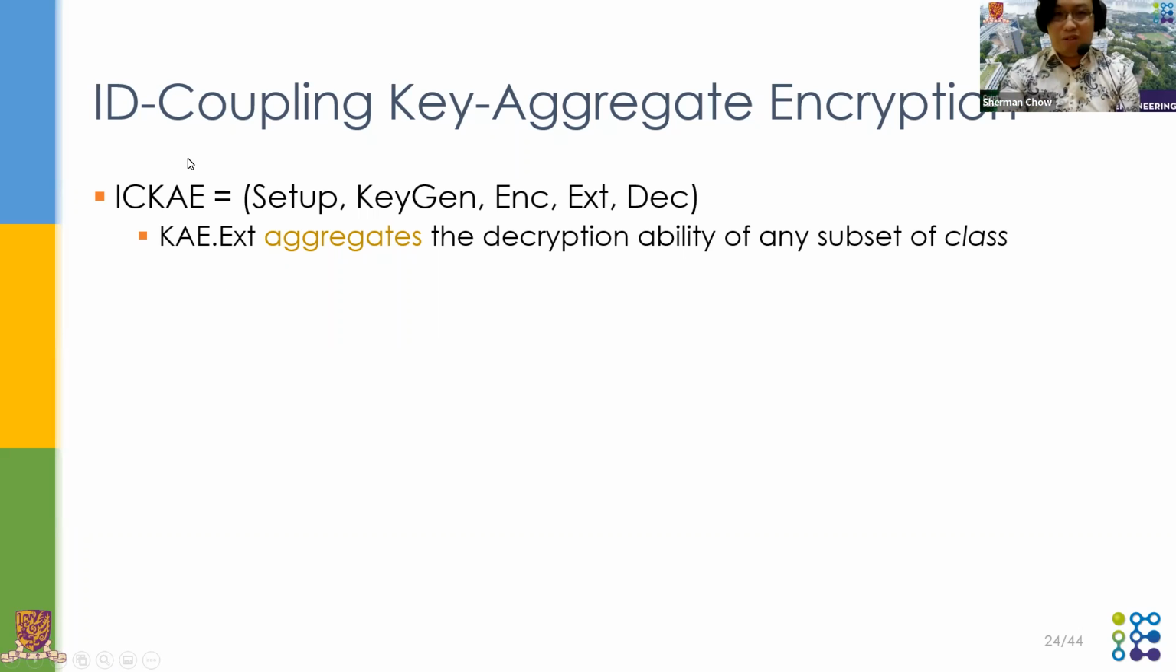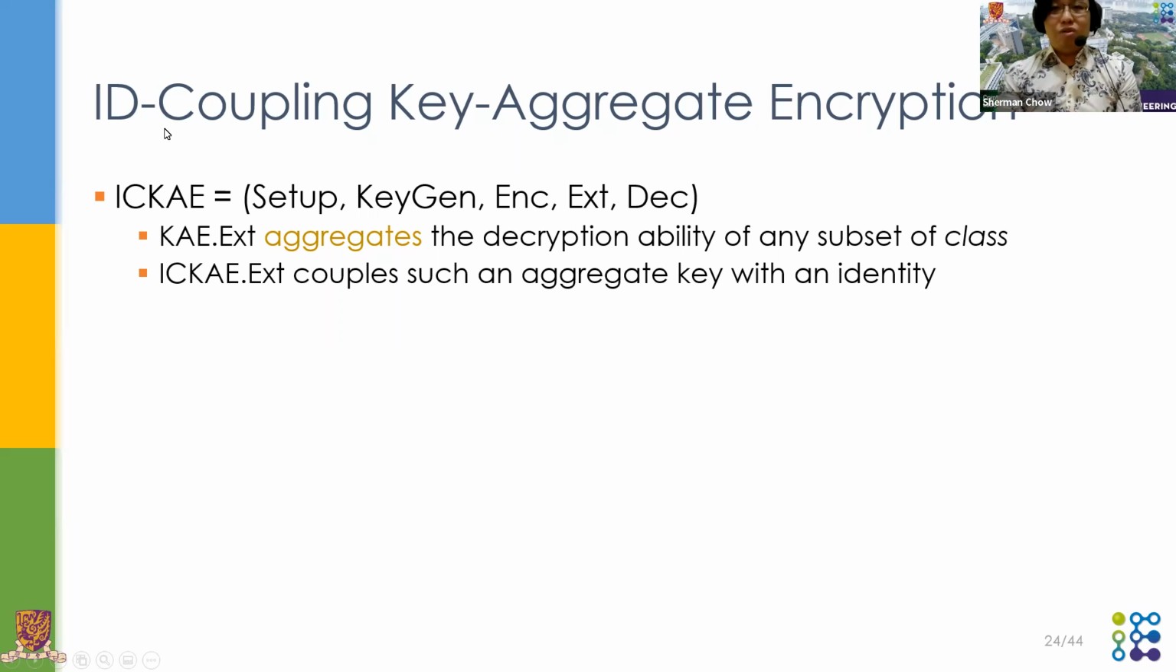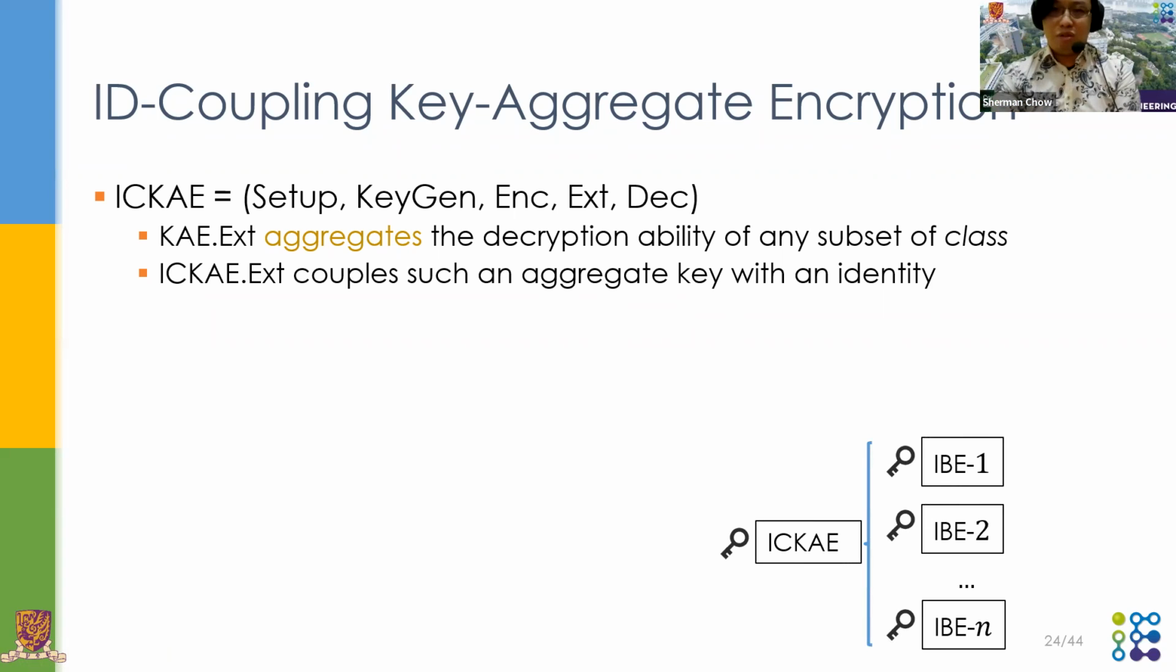When we couple this notion with identity, we have the extended definition, the ICKAE algorithm, where the extraction algorithm can compute an aggregate key that is confined to a certain identity. If you think about the application in terms of the GHSE, that's almost what we want to do to confine the searching power to a particular keyword, but we want to cover any subset of the vector class.